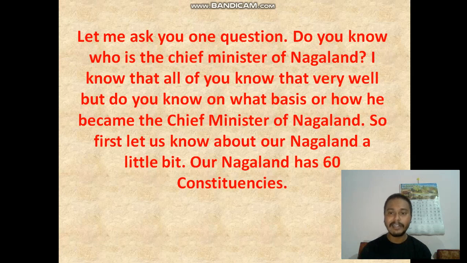Now let's learn a little more about our Nagaland. Our Nagaland has got 60 constituencies. I think this word is a little new for you. Constituencies, no problem. Constituencies are small areas divided in the states. For example, in your textbook, there is an example given, Uttar Pradesh, which has got 80 constituencies. But for better understanding, I have brought in Nagaland so that you can understand better. Nagaland has got 60 constituencies. That means the whole of Nagaland has been divided into 60 small parts. For example, our Dimapur district has got 5 constituencies.